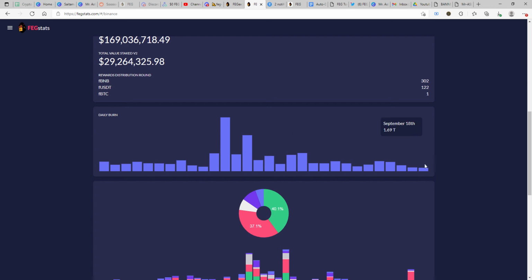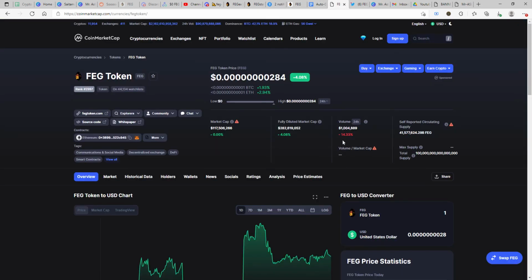It's nice to see, yes, the amount of burn has reduced when compared to August 30th. Yes, you had a huge burn, and then later on, the burns have been reducing, mainly due to the number of transactions that are happening, guys. It's very simple. Come down to your volume, you can see that there is a dip.